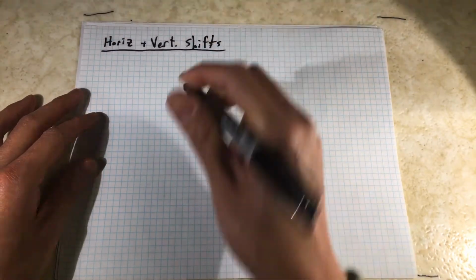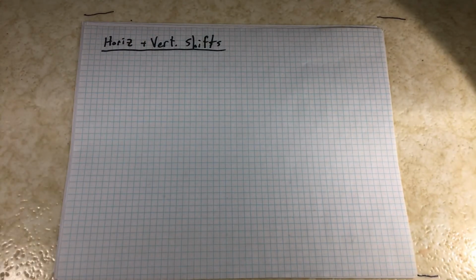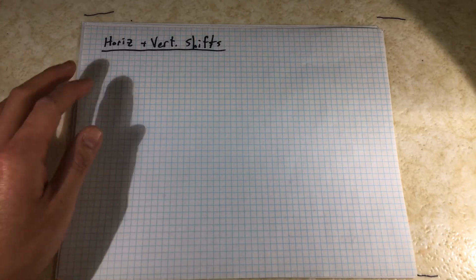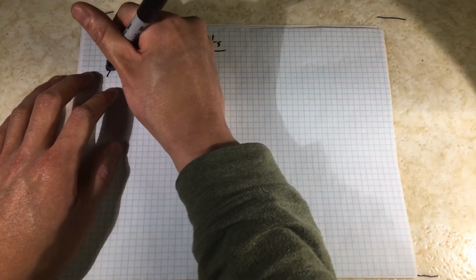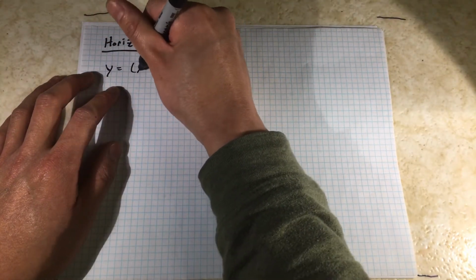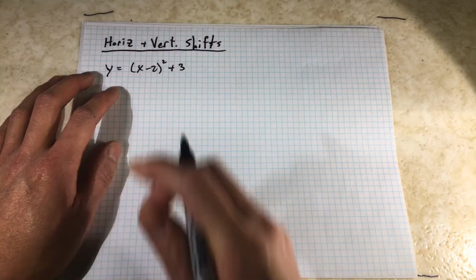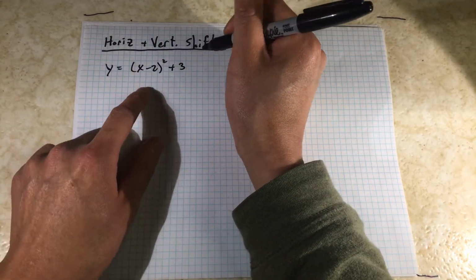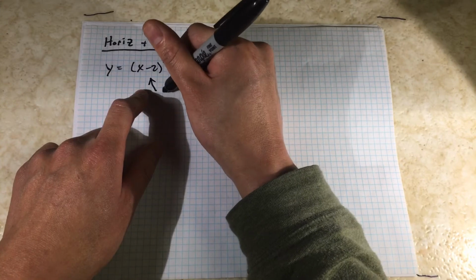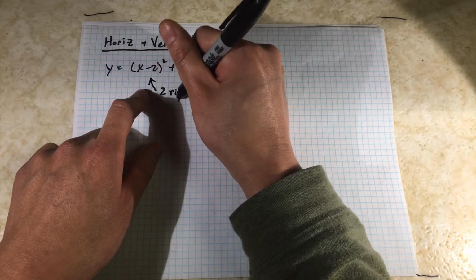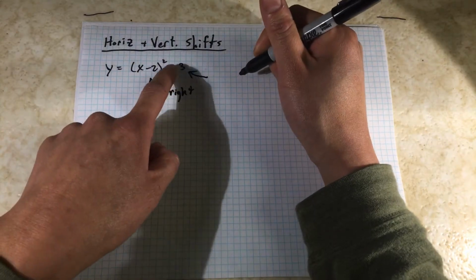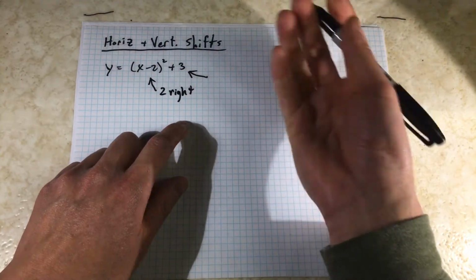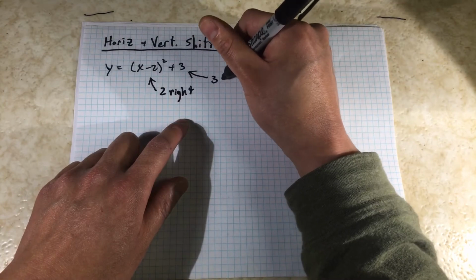Okay. So remember, the idea behind these shifts is that you are given some function, and you take it, it doesn't change its shape, but you just move it left or right and up and down. So let's say that we have some function y = (x - 2)^2 + 3. If you remember, when you subtract a number from x inside the function, this means it's 2 to the right. And if you add a number outside of the function, that's going to be a vertical shift. In this case, it'd be 3 upward.